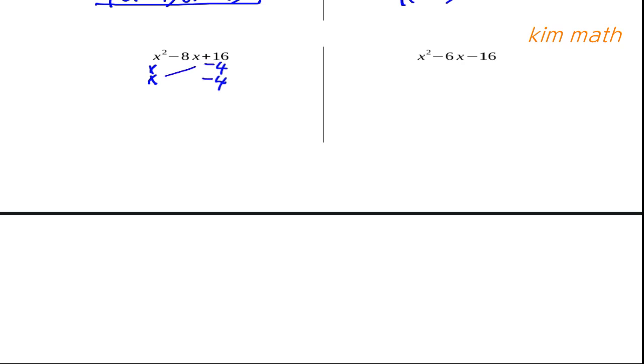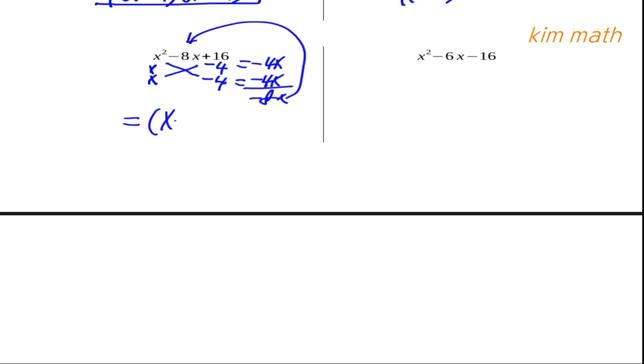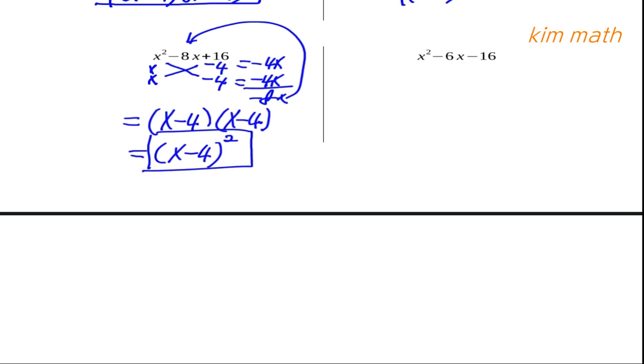It works. I'm asking -4x, -4x. Now the sum is -8x. Good. Okay, so the two factors will be x minus 4, another x minus 4. When you have the two same factors, you can write x minus 4 squared. Good. How about next one?